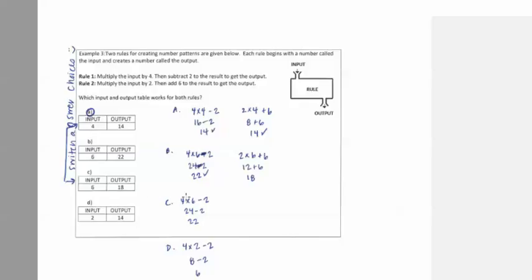4 times 6, which is my input, minus 2. And then I get 24 minus 2 is 22. That's not 18. So 22 is not equal to 18. My input is not equal to my output once I assign the rule. And so that can't be true. Now let's look at B, then C, then D, right? And so I like to put a check mark when it works, right? So B works for the first one, but does it work for the second? No, because 18 is not equal to 22. Okay.